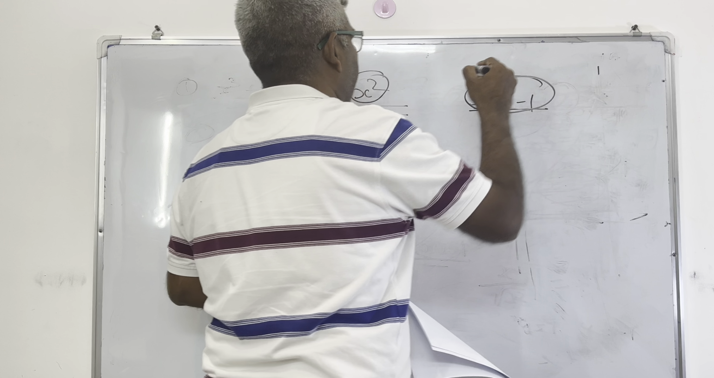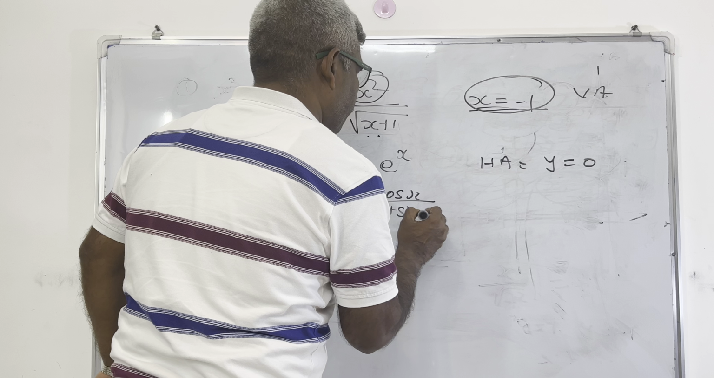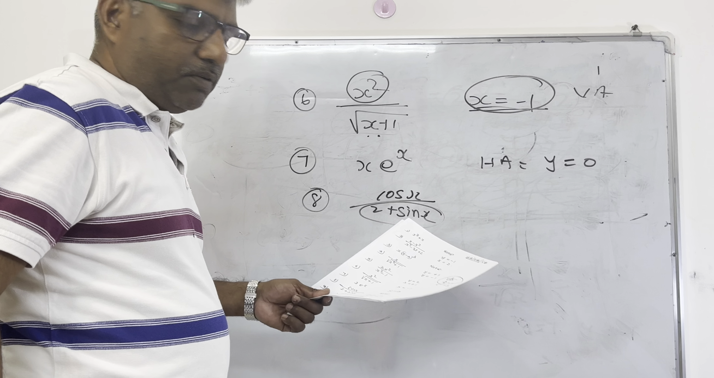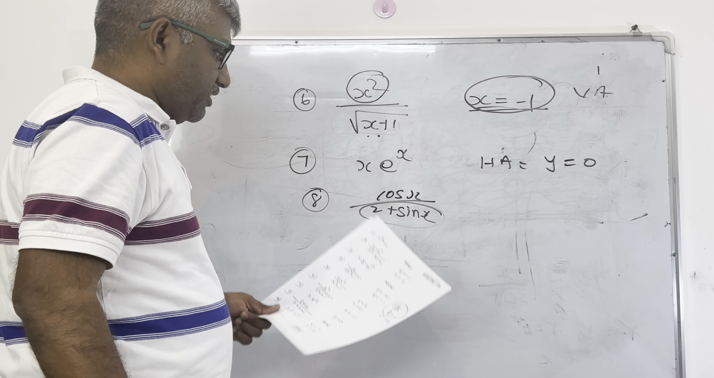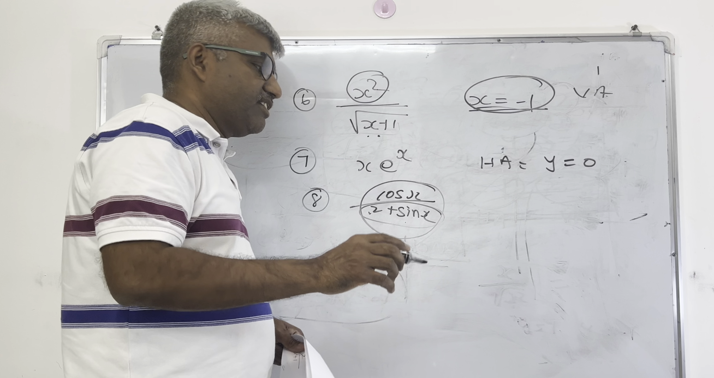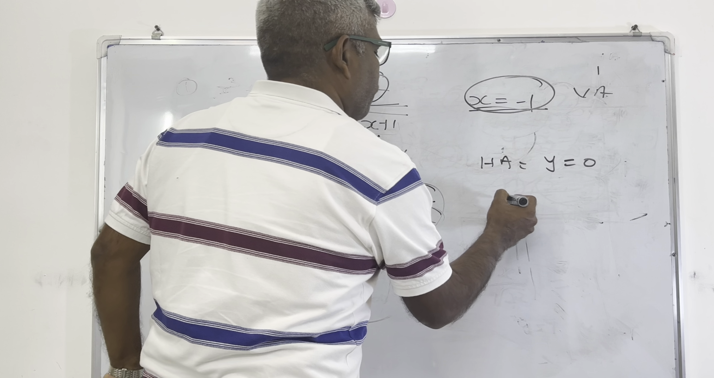Question number 8. Cos x over 2 plus sin x. The denominator cannot be 0 because sin x cannot be less than minus 1. Sin x's maximum negative value is minus 1. So 2 minus 1 is 1. So the denominator cannot be 0, so it is defined. So what is this? No asymptote.